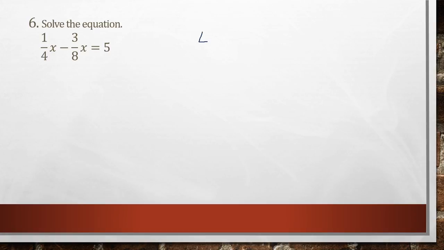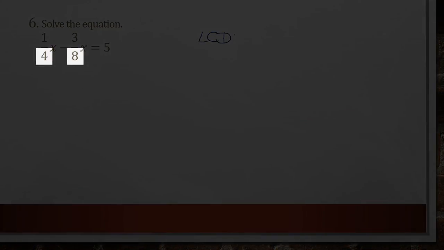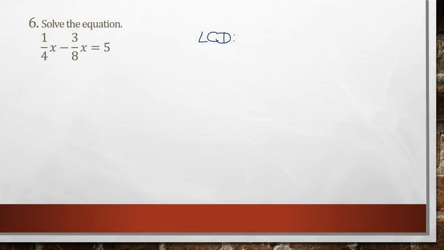In this case, we have 4 and 8 as our denominators, so we have to find the least common denominator of 4 and 8. That would be a number that both of these numbers multiply into. And the least number that both numbers would go into would be 8, because 4 goes into 8 2 times and 8 goes into 8 one time.